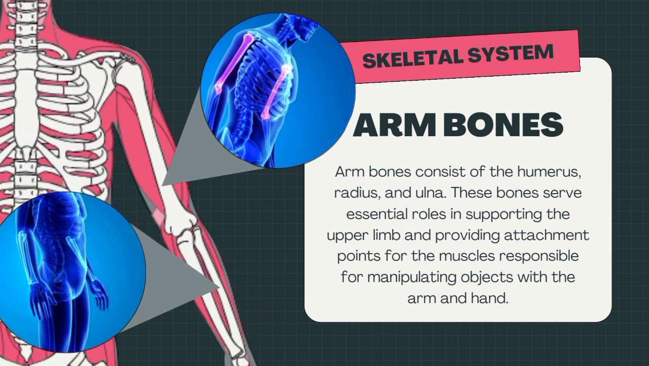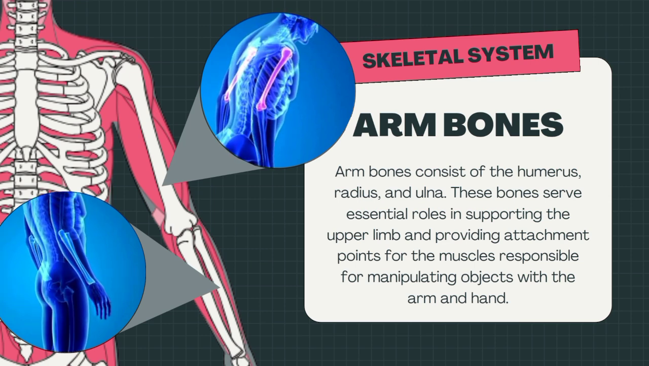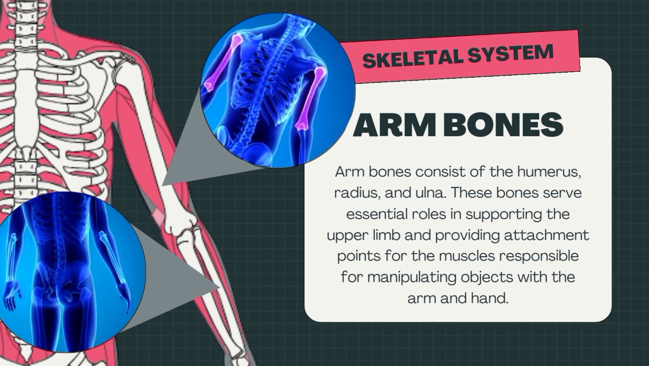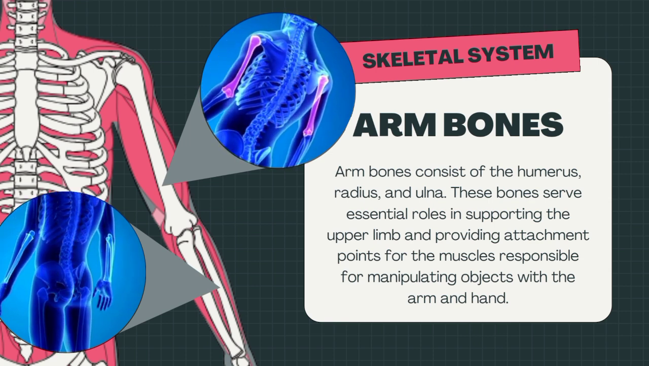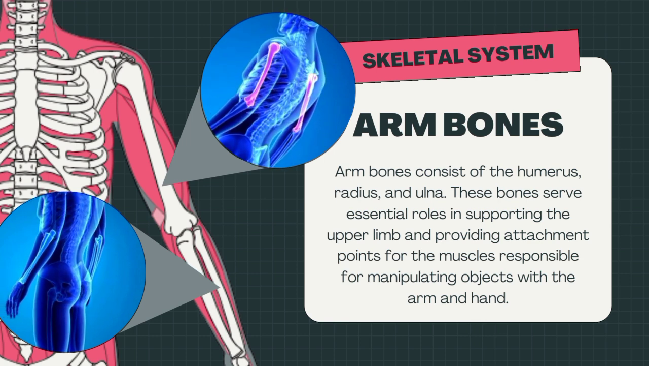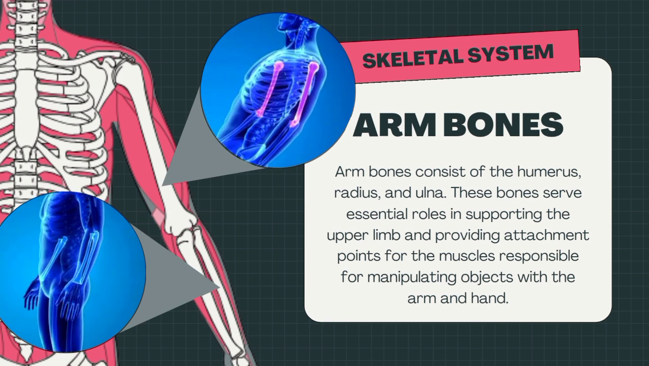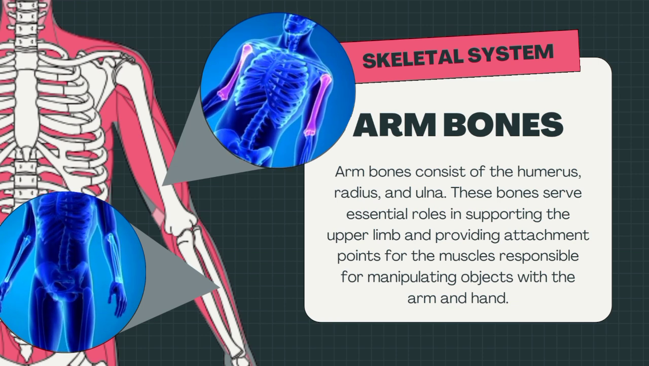The bone of the arm consists of a long bone which is attached to the shoulder and it is called humerus. It is followed by two pieces of bone called radius and ulna. These pieces of bone serve as support for the upper arm and also for attachment of muscles which are responsible for movement in manipulation of objects.